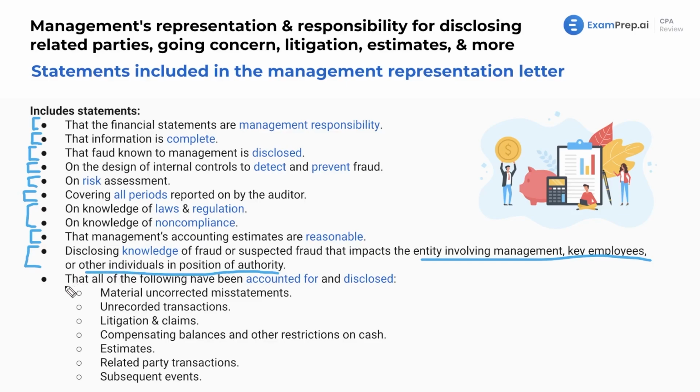Lastly, here it's going to include statements that all of the following have been accounted for and disclosed. These are essentially just the disclosures, the footnotes of the financial statements that you've seen in FAR, and really just everything we've talked about. We'll continue to talk about in this lesson, and some of them have their own lessons, like subsequent events, making sure that these are all properly disclosed.